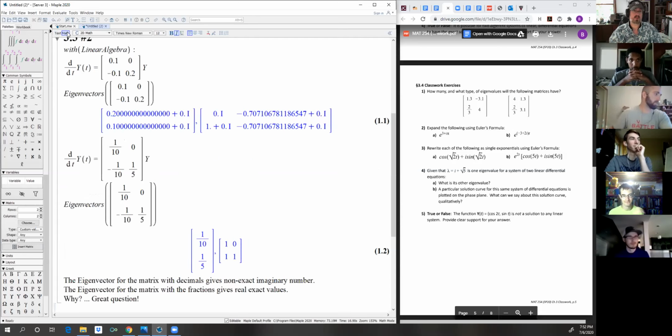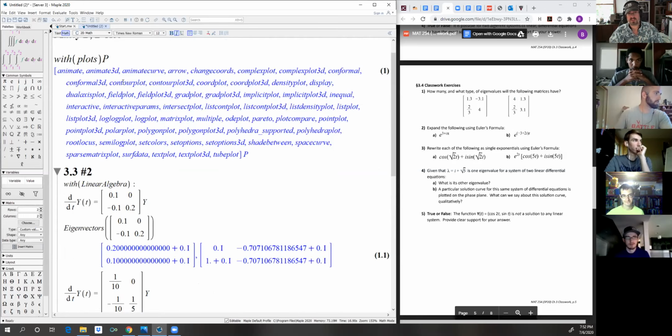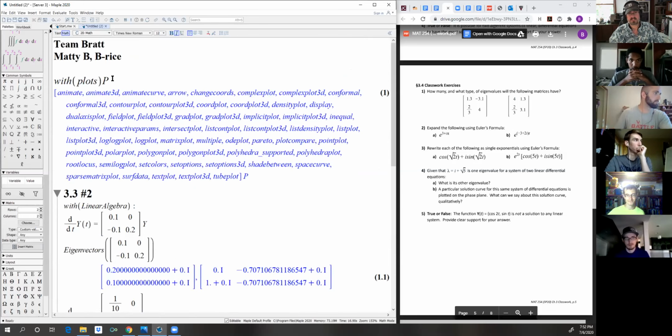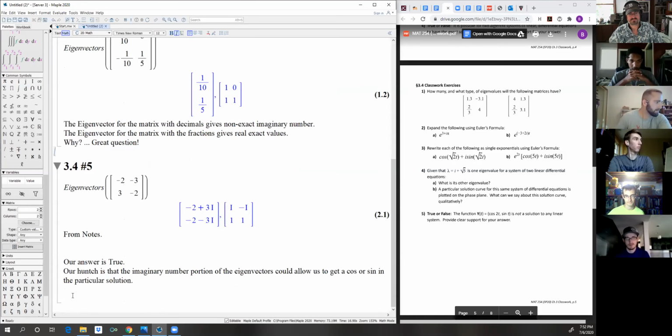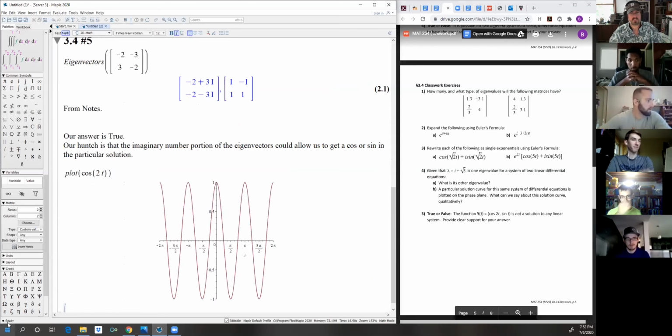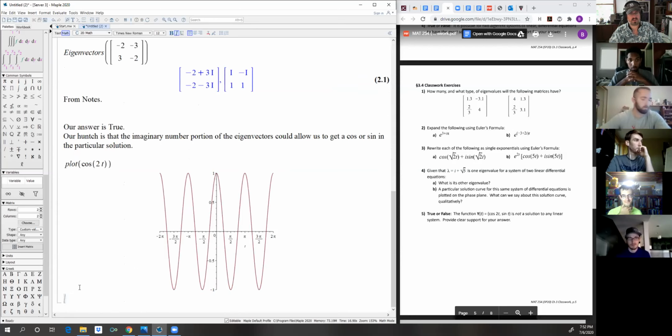It never hurts to have the plots package on there. And so if you say plot cosine 2t, and then we plot cosine t.